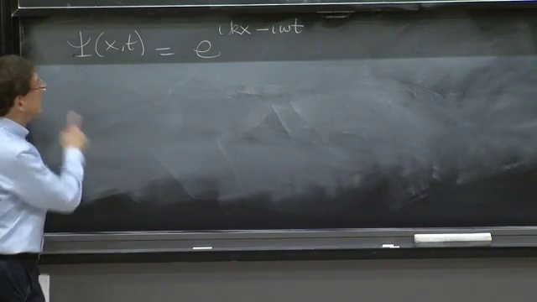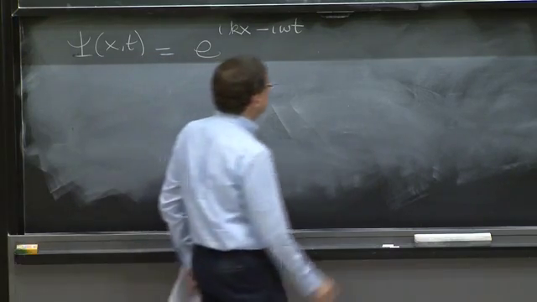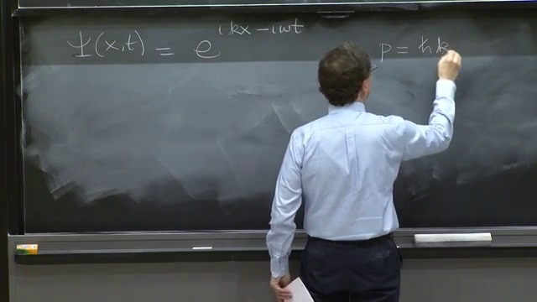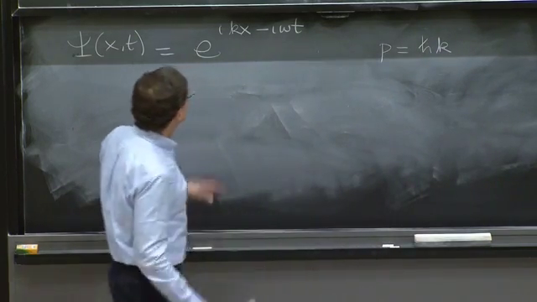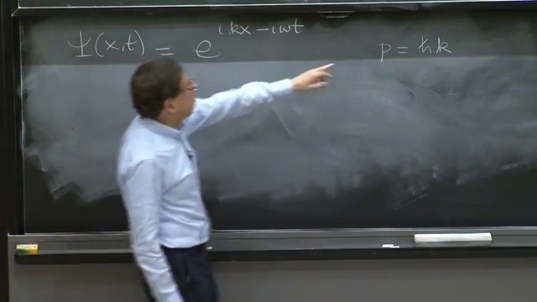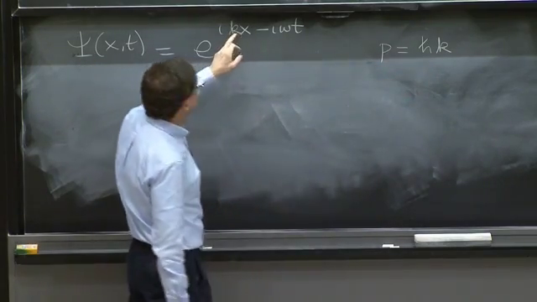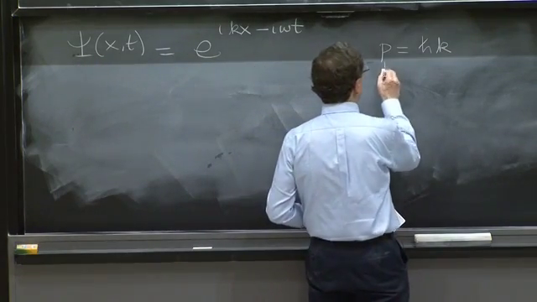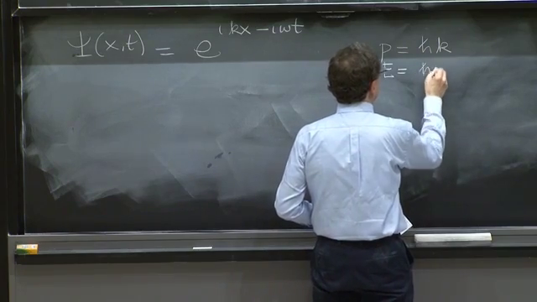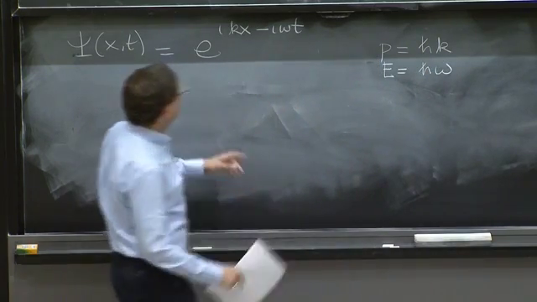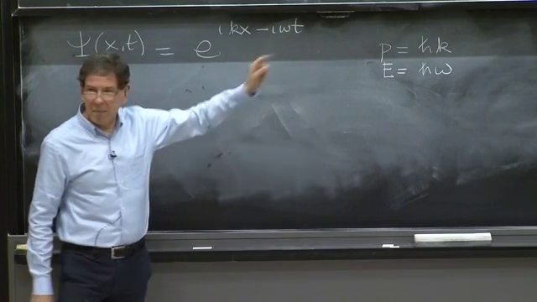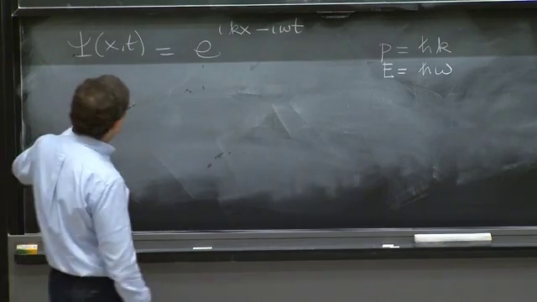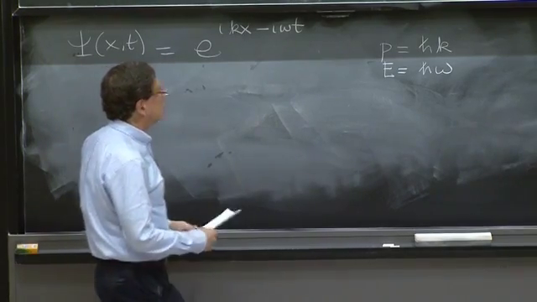And that was the matter wave with the relations that p is equal to h bar k. So this represents a particle with momentum p, where p is h bar times this number that appears here, the wave number, and with energy E equal to h bar omega, where omega is that number that appears in the time exponential.